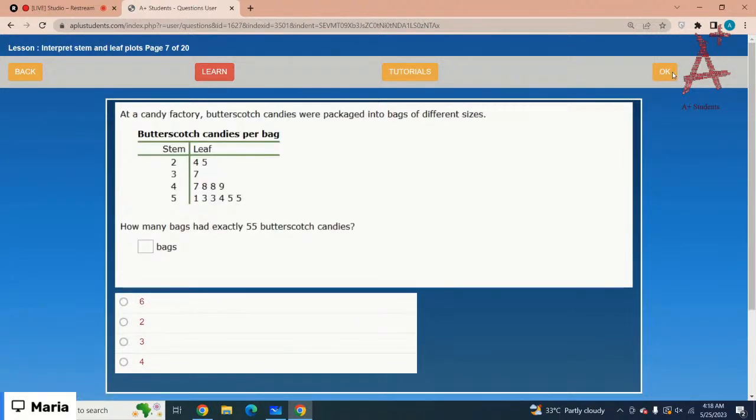At a candy factory, butterscotch candies were packaged into bags of different sizes. How many bags had exactly 55 butterscotch candies? So which is the correct option?